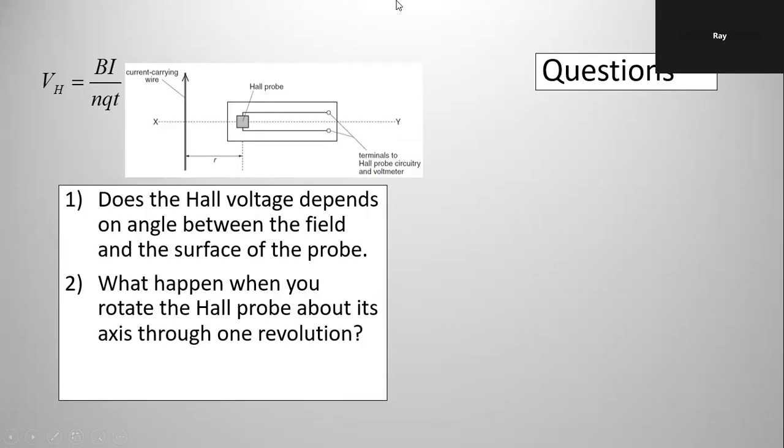Okay, there's a Hall probe. There's a current-carrying wire. That's the equation. Does the Hall probe voltage depend on the angle between the field and the surface of the probe?